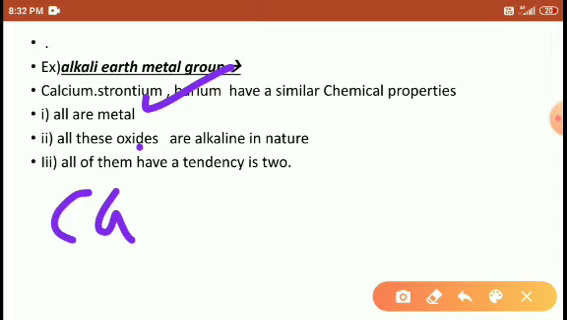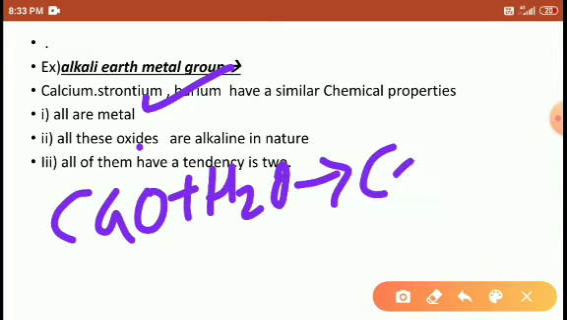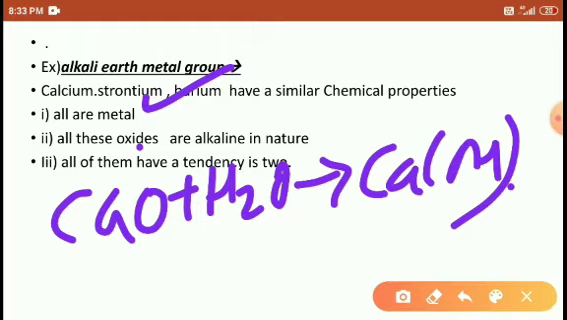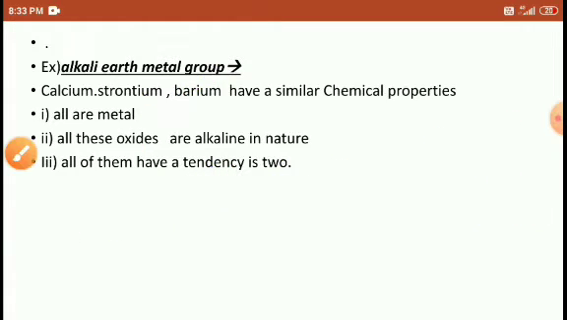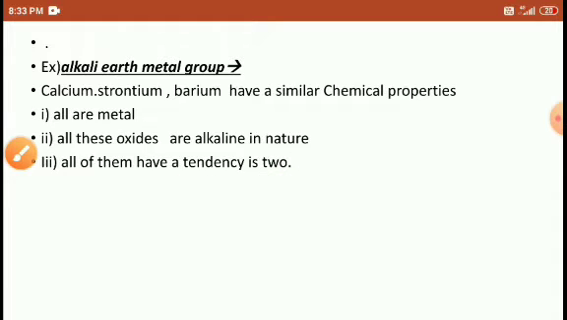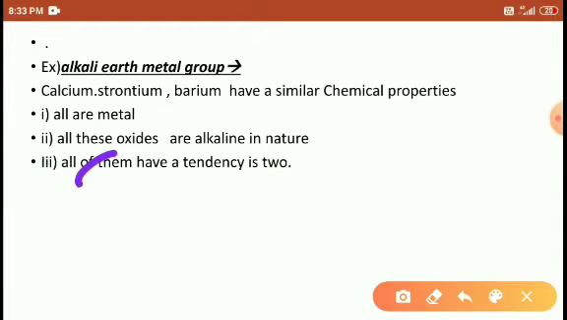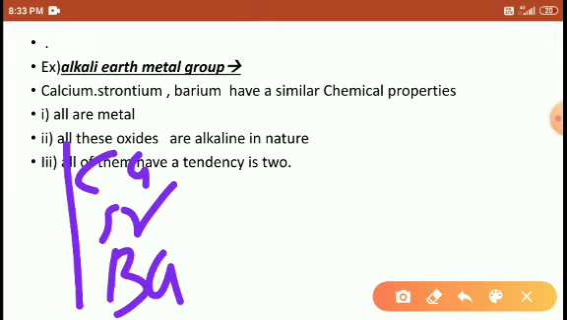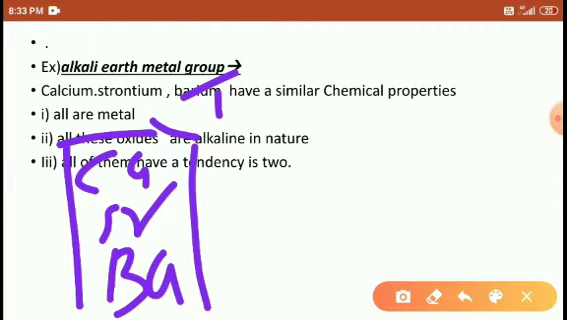Calcium oxide reacts with water to form calcium hydroxide, which is alkaline in nature. All have valency 2, right? So that's why he kept calcium, strontium, and barium in one single group, because they have similar chemical properties, and this we call the second triad. This is the second triad.